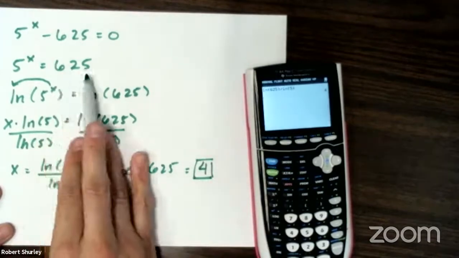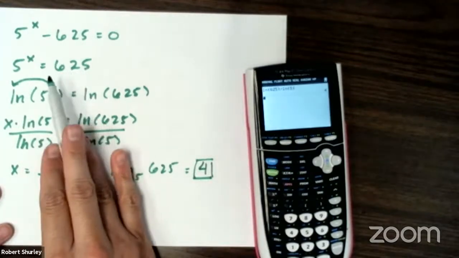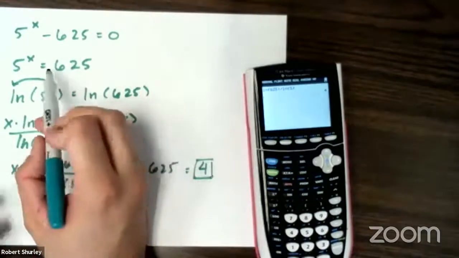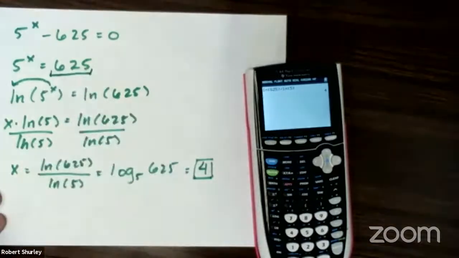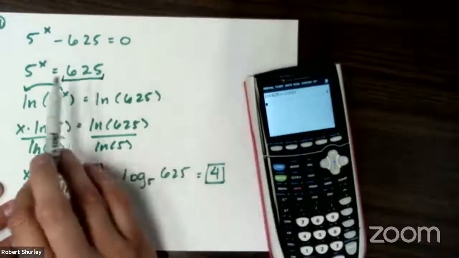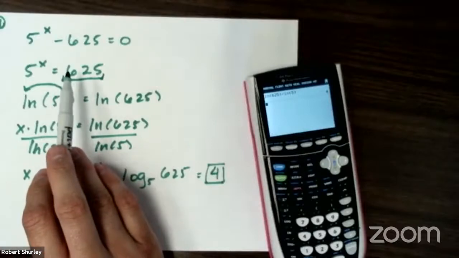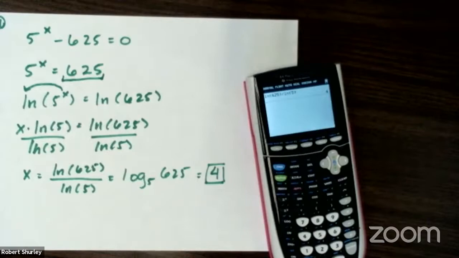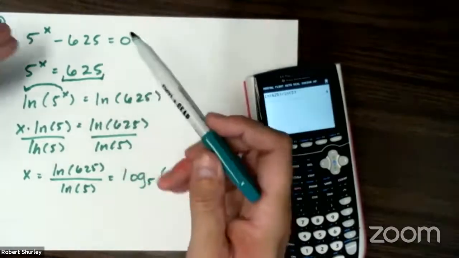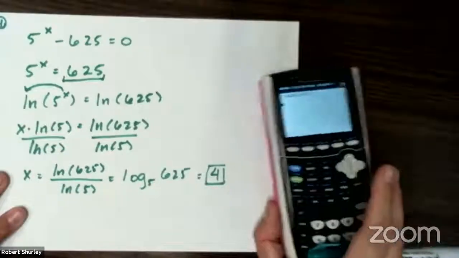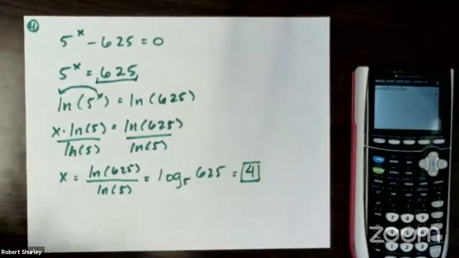What that meant was 625 here was actually 5 to the 4th power. So it would have been a lot easier if I'd noticed that at the beginning. Hold on one second, Chastity. If I noticed this from the very beginning, it would have been a lot easier to say, oh, 625 is just 5 to the 4th, x equals 4, and I'm done. But I wanted to show you this because if you don't see that, you can use this form of solving to get to the right solution.